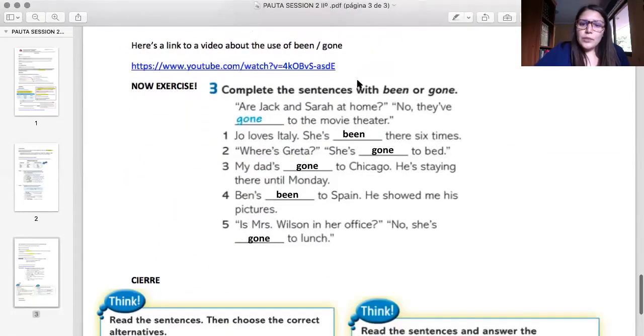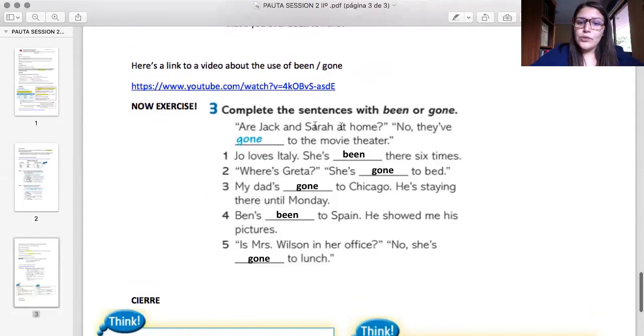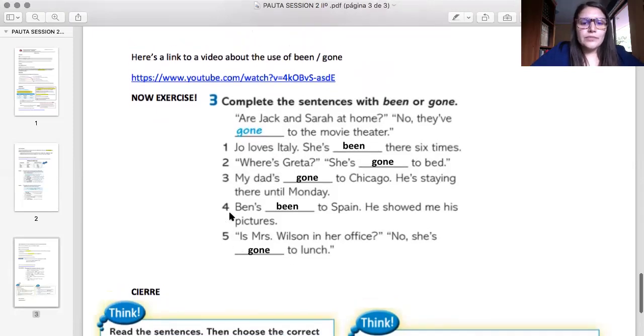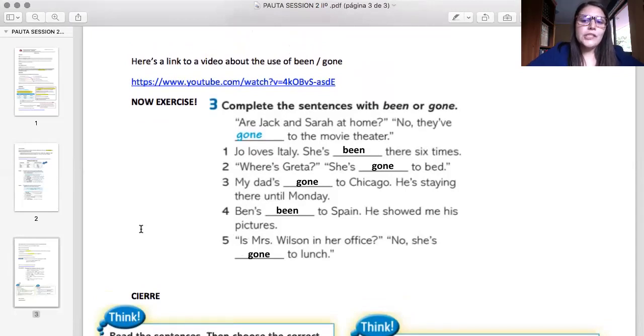Okay, now we're going to check the exercises. You had to complete with been and gone. For example, are Jack and Sarah at home? No, they have gone to the movie theater, and it means that they are still at the movie theater. Number 1, Jo loves Italy. She's been there 6 times. Number 2, where's Greta? She's gone to bed, and she's still sleeping.